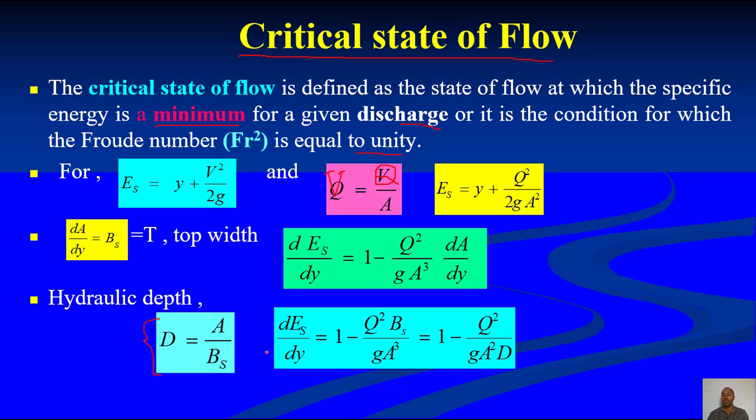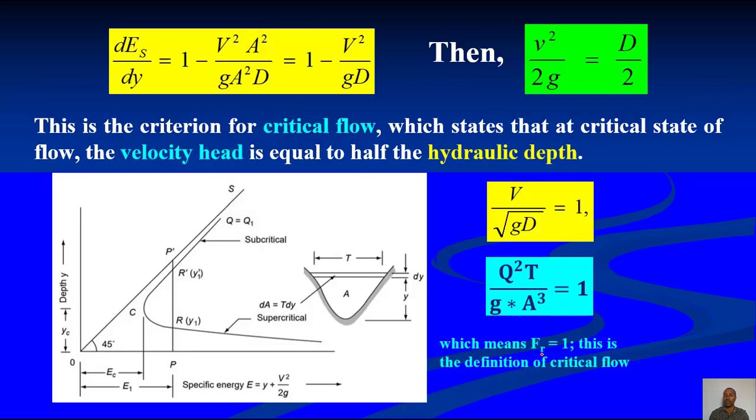then you can substitute now. D is A over B, then A over B will be D. So Q square over gA square, you can take one A here, then A square times D. Then finally we get this equation. So this is a general equation. dE with respect to dy is equal to 1 minus B square A square over gA square D. Then you can cancel A, then 1 minus B square over gD. Then you can equate this one.